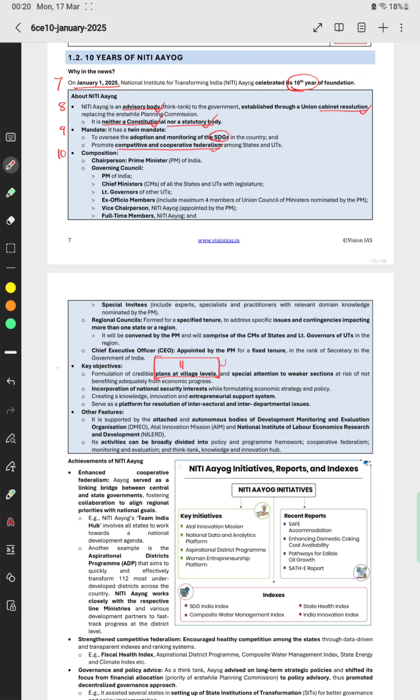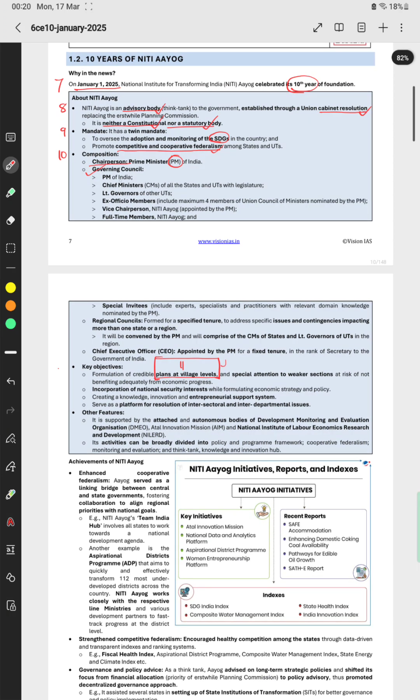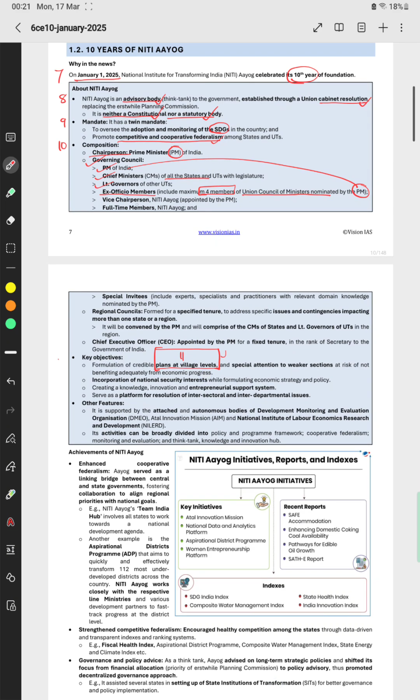So the main composition here: the chairman is the Prime Minister. There is a governing council. The governing council consists of the Prime Minister, Chief Ministers of all states, and Lieutenant Governors in the case of UTs, and ex officio members. Here there are a maximum of 4 ex officio members from the Union Council of Ministers. These are nominated by the Prime Minister. So the vice chairman is appointed by the PM. There are full-time members and part-time members also. The part-time members may be special invitees nominated by the PM.